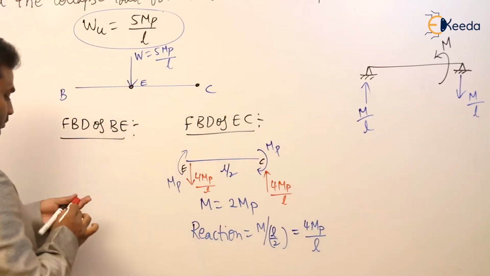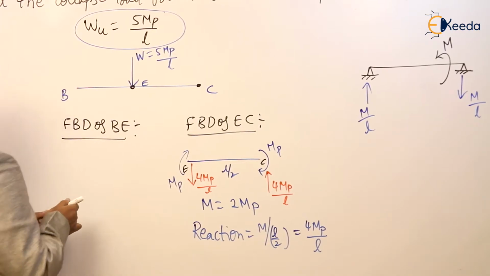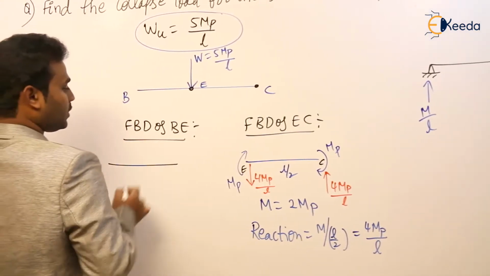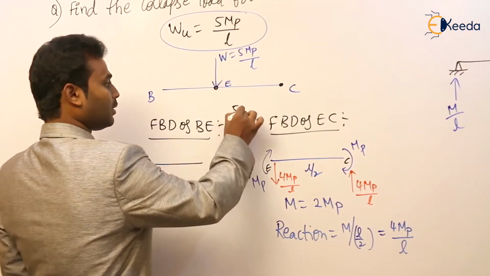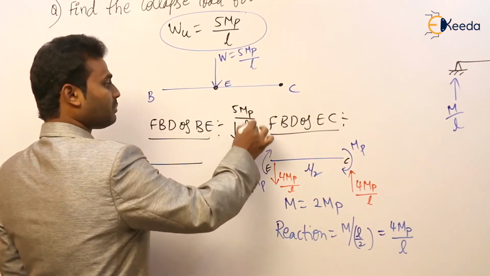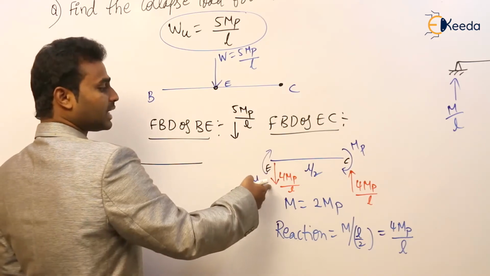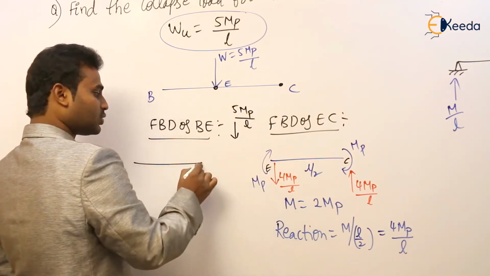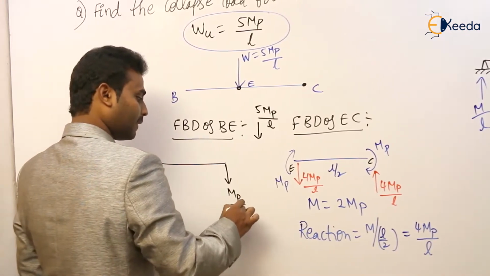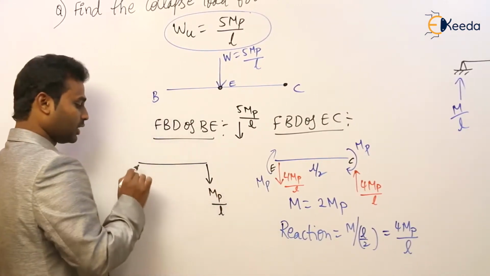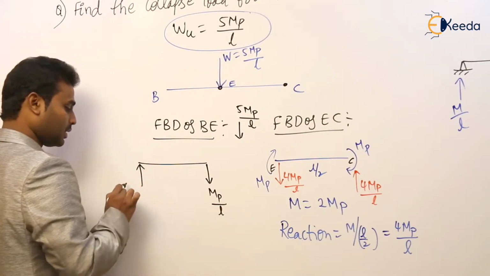Agree? Now consider the free body diagram of B. So just now the total load is 5 MP by L. In this 5 MP by L, 4 MP by L is taken by BC. So obviously here it should take how much? MP by L. So it is downward. So here it should be upward how much? MP by L.